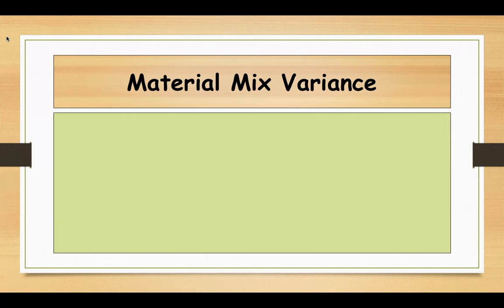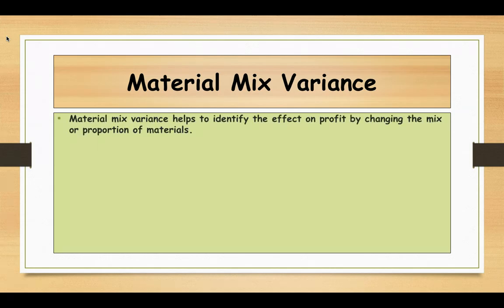One key thing here: when you analyze the mix variance, you must remember the key word is either the mix or proportion. In an exam question, if you say, for example, the company has used more cheaper materials than the expensive materials, your analysis for the material mix variance will get no marks, as this explanation is related to the usage variance. Now, material mix variance helps us to identify the effect on profit by changing the mix or proportion of materials. So remember, the key word here is the mix or proportion when you analyze the material mix variance.